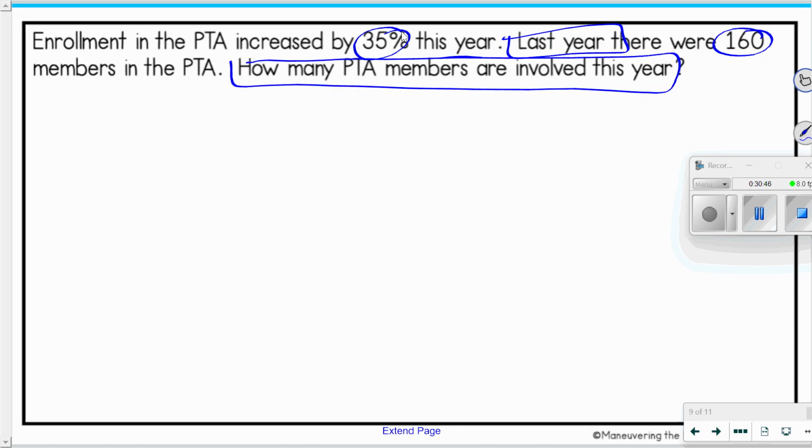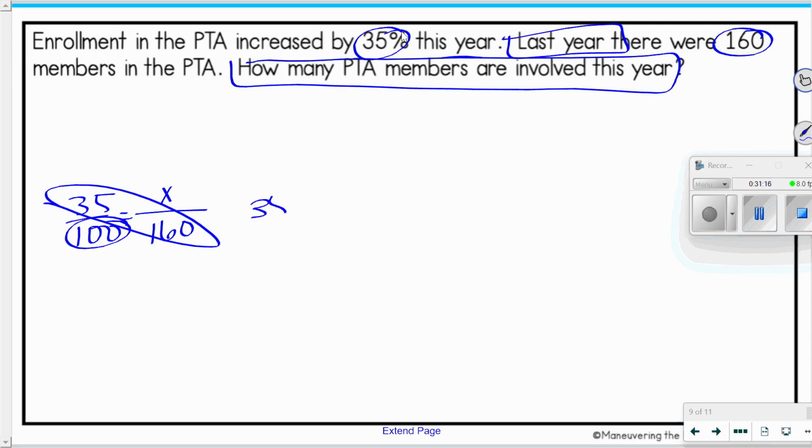So, do we know the percent? Yes. 35 over 100. Do we know the change? No. Do we know what the original was? Yes, it was 160. So I'm trying to figure out what that change was, right? Now we set up our baseball. Go ahead and cross multiply. 35 times 160 divided by 100.